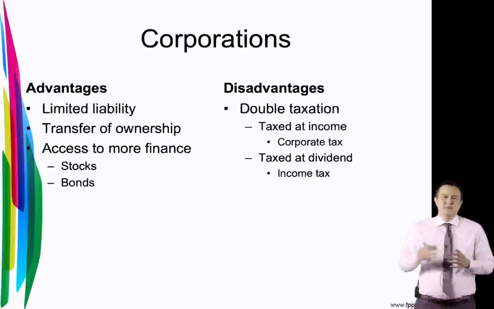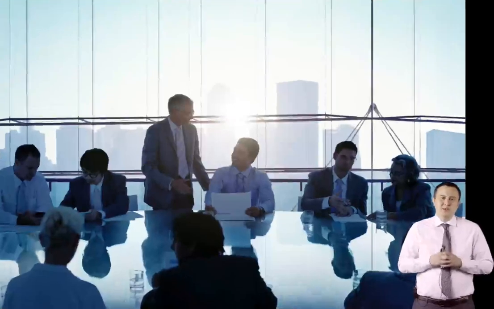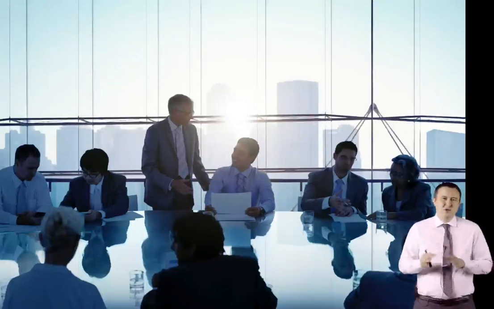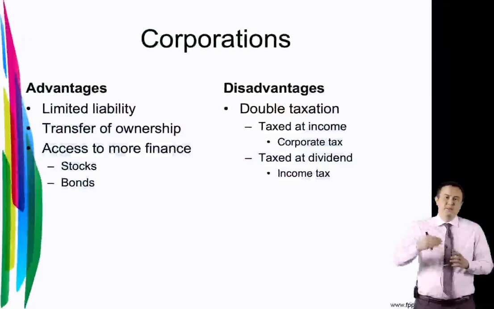Now, the last type of business ownership that we're going to discuss today is the corporation. Corporations are a very common type of business ownership that exists in the world today. It's very famous in developed countries, and it's becoming famous in mostly developing countries as well. Corporations are very similar to LLCs in terms of liabilities. So just like LLCs, corporations provide limited liability protection for their owners. Now, besides limited liability, corporations also offer what we call the transfer of ownership.